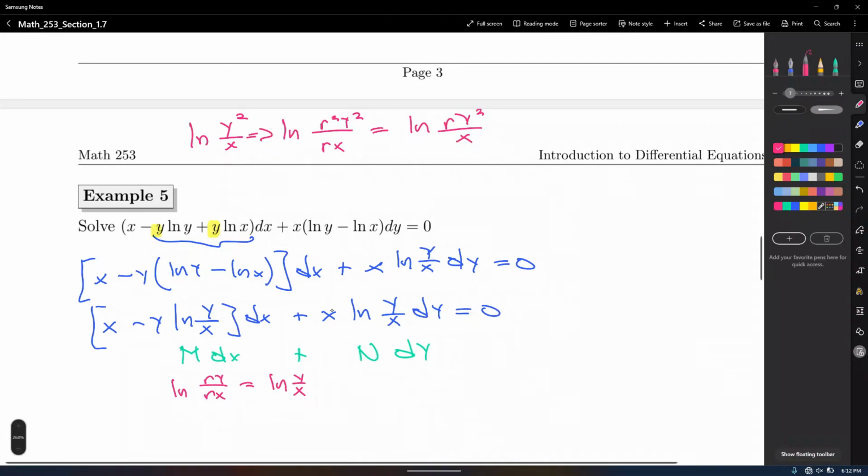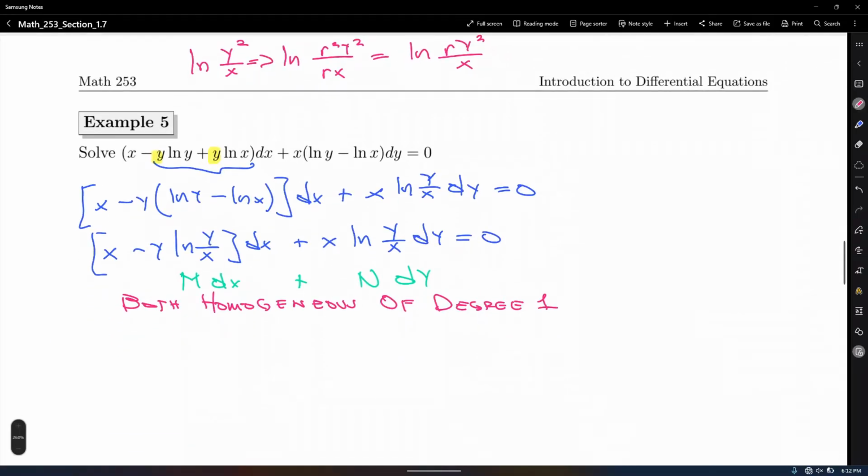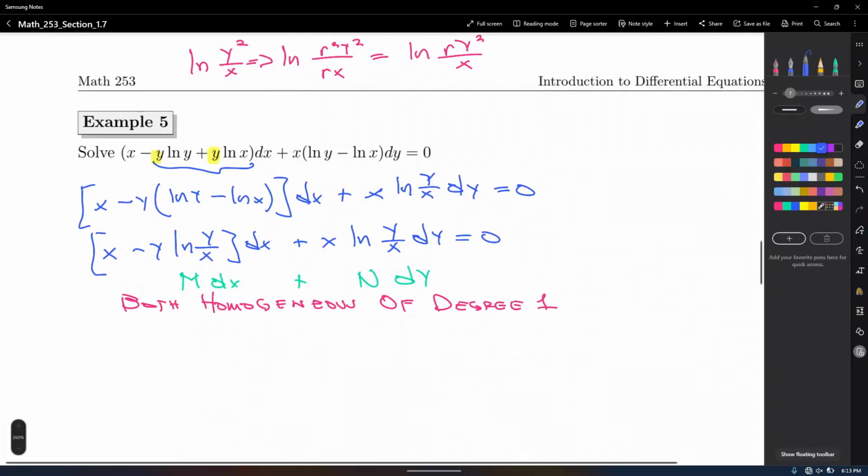What about this one? Degree 1. Did you see the degree 1 right here, the coefficient of ln? What about y over x? Another cancellation, so both are homogeneous of degree 1. So that means we can already set the substitution.